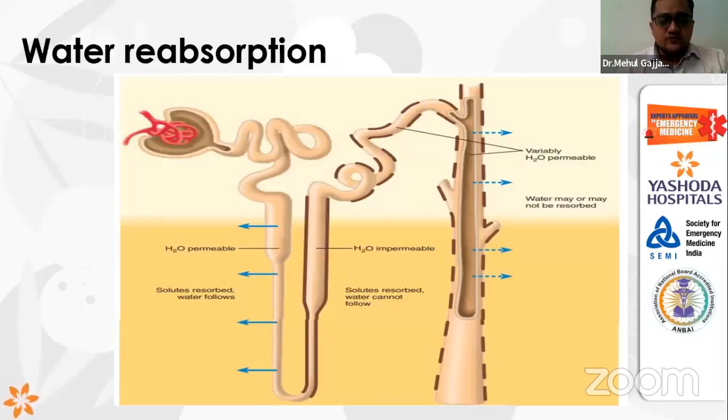Coming to water reabsorption, most of the time water is reabsorbed passively from the proximal convoluted tubules and the thin part of the ascending loop of Henle after the solute absorption. 65% of water is passively absorbed, while another 30-35% of the water is absorbed under the influence of antidiuretic hormone from the distal convoluted tubules and collecting ducts. So the only controllable part of water reabsorption is under antidiuretic hormone.